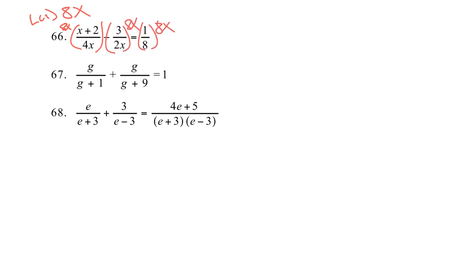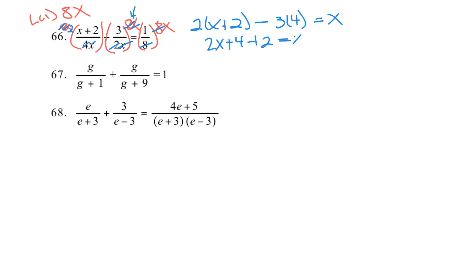And what happens is my x cancels, my 4 cancels the 8, and I get 2 times x plus 2. Minus, the 2 cancels the 8, x's cancel, and I get 4. And that's 3 times 4. And the 8 cancels, and I get equals x. So now we have 2x plus 4 minus 12 equals x.